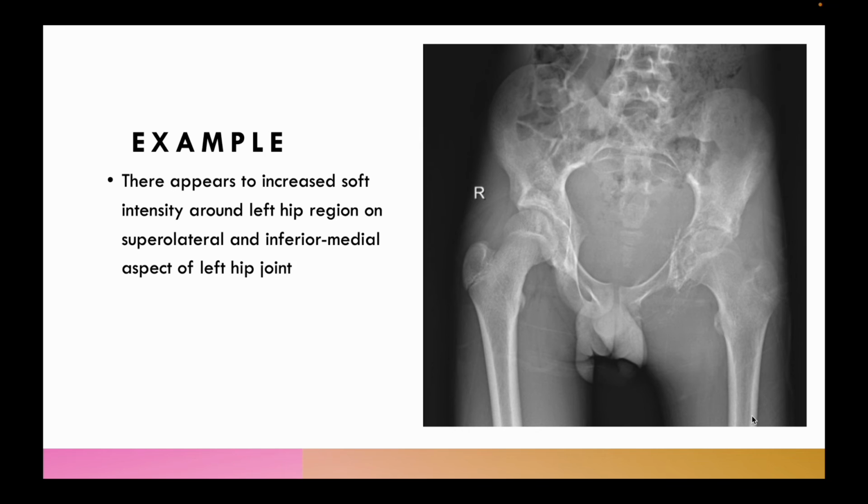Another example. Here you can see on the left side the soft tissue shadow appears to be more bulky compared to the right side in the supralateral part and the inferomedial part. So we can comment there appears to be an increased soft tissue intensity or density around left hip region on its supralateral and inferomedial aspect.